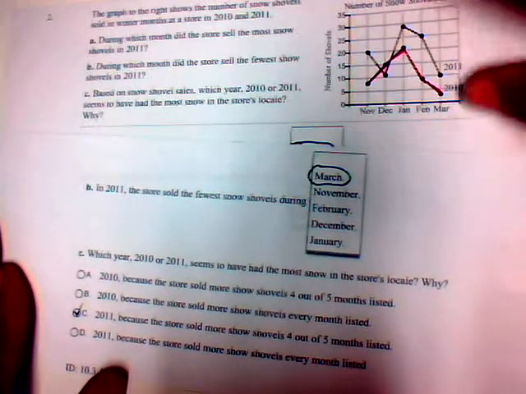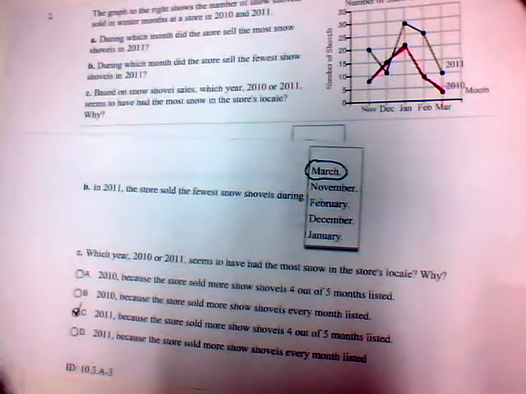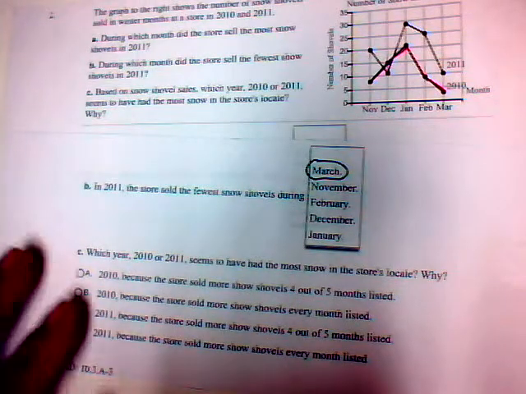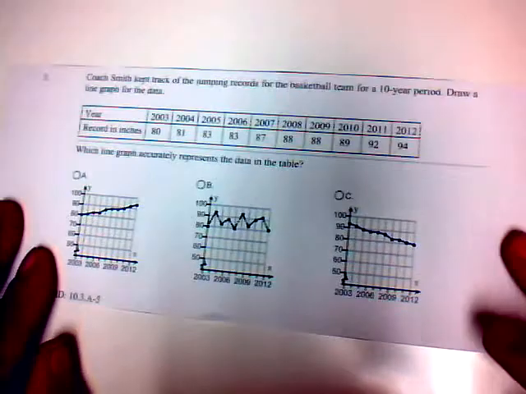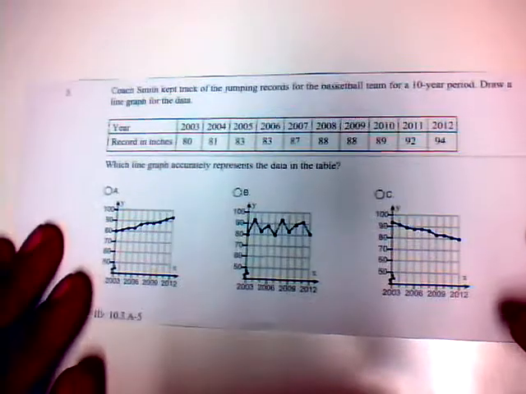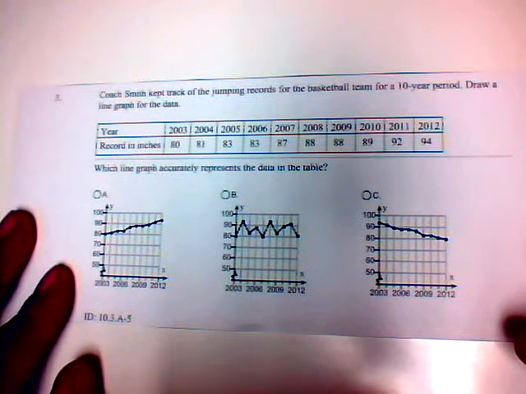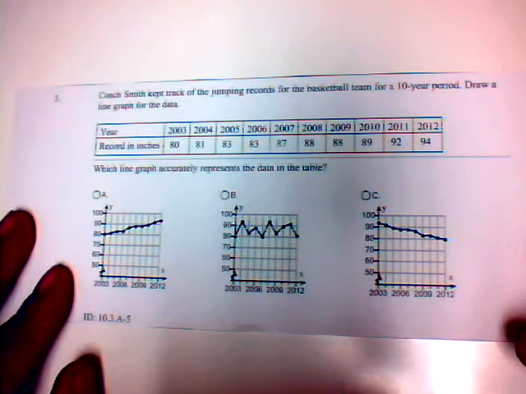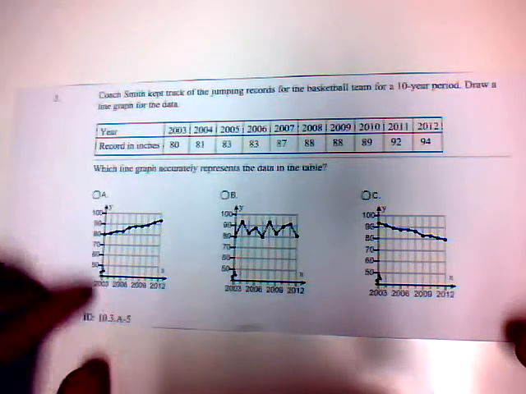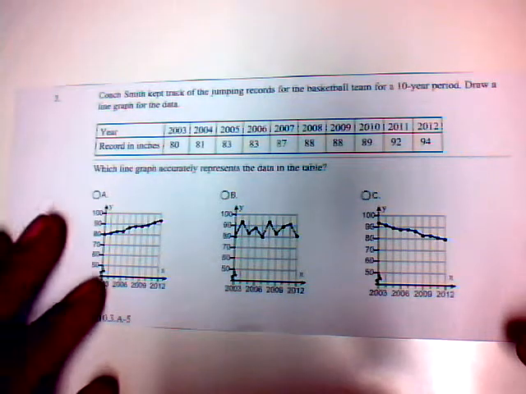Okay. So that's how you take a broken line graph or a double broken line graph to answer these types of questions. Okay, problem number 3. Coach Smith kept track of the jumping records for the basketball team for a 10-year period. Draw a line graph for the data. And this is the data for year and the record in inches.